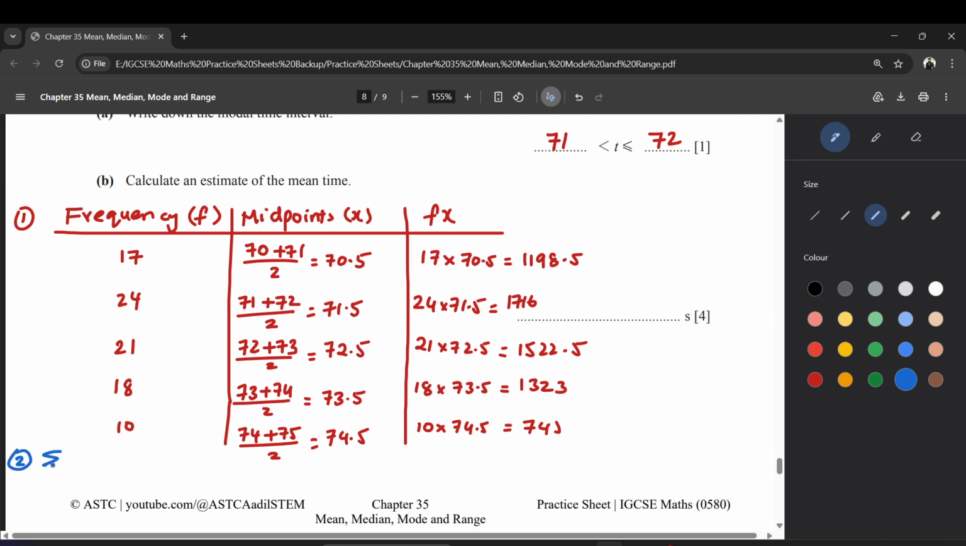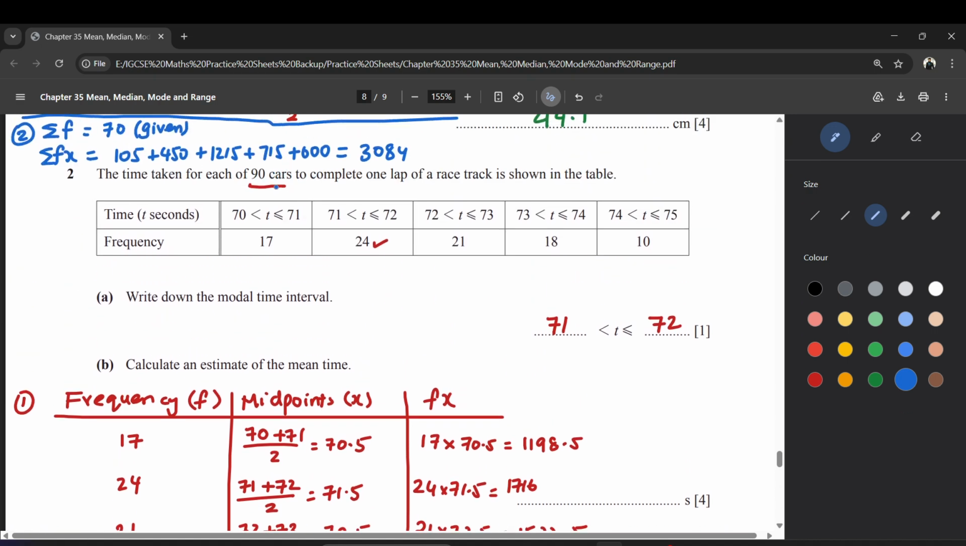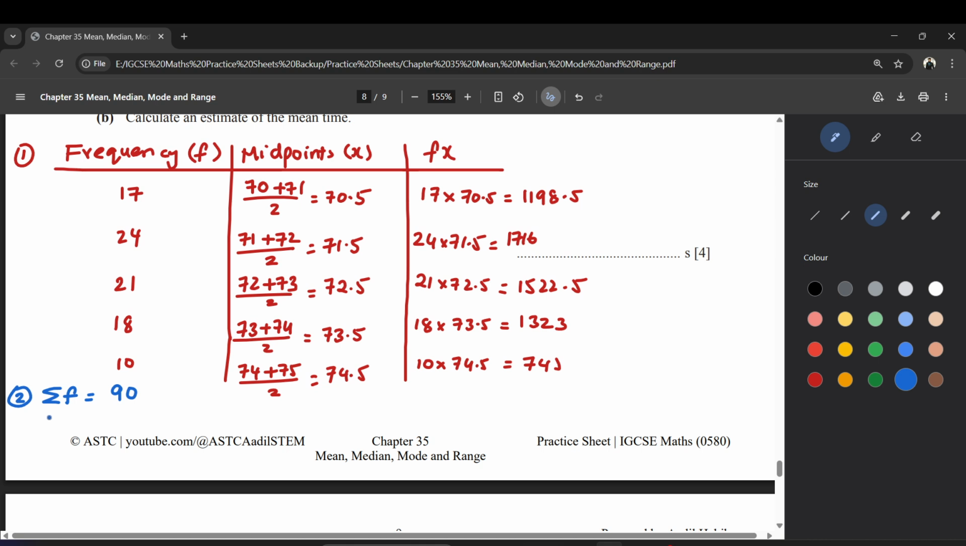Step two is work out sigma f, which was given to you as 90, right? There were a total of 90 cars. Sigma fx will be the sum of all the fx values. So we have 1198.5 plus 1716 plus 1522.5 plus 1323 plus 745. Okay, so when you add all of them up, let's see what do we get.